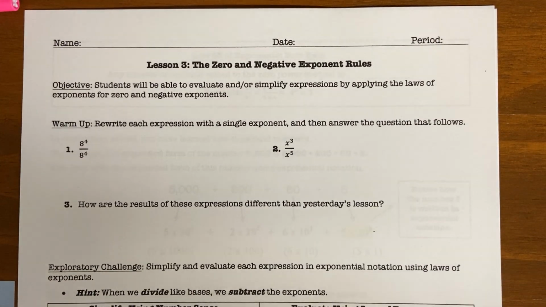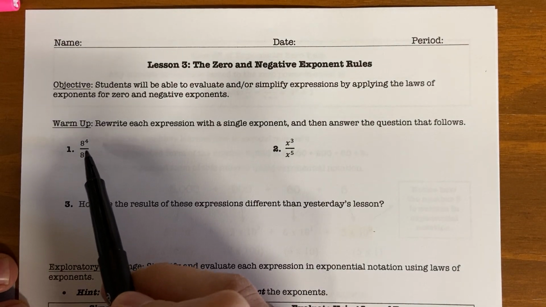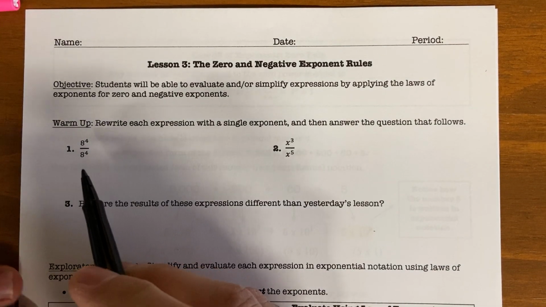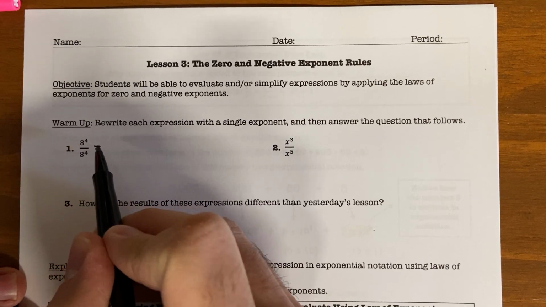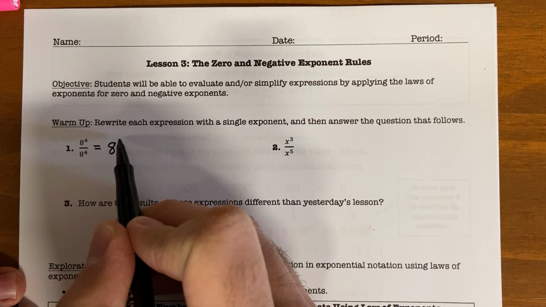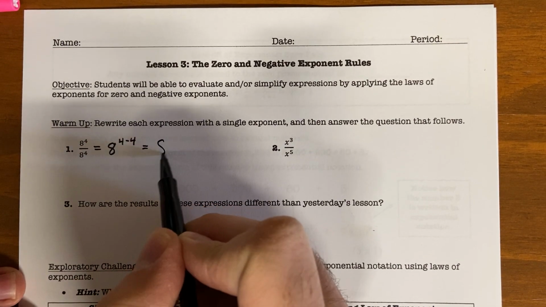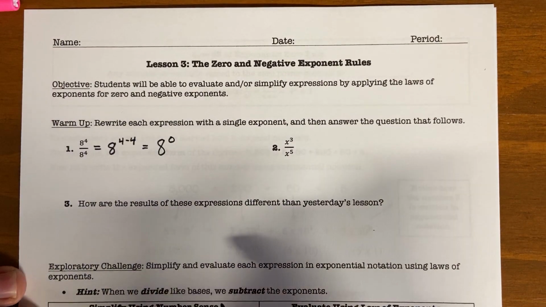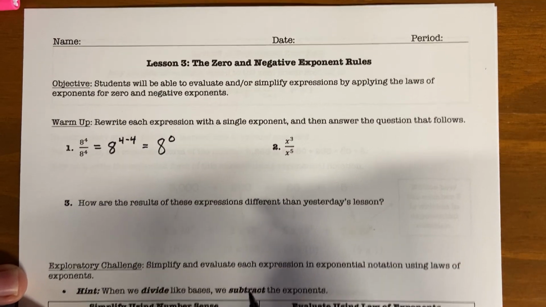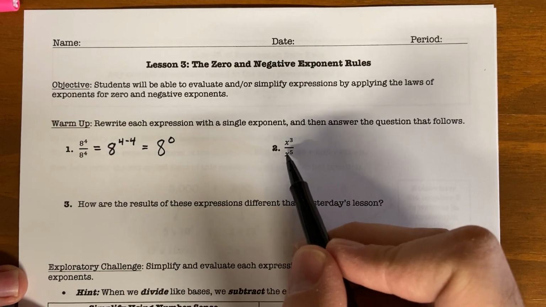If you recall from the last lesson, when we are dividing exponents, we're going to actually subtract them because they have the same base, right? So we keep the 8. We don't divide 8 by 8 to get 1. We keep the base and we do 4 minus 4. Well, obviously 4 minus 4 is 0. It did not say to evaluate, so we don't have to plug 8 to the 0 power into the calculator.